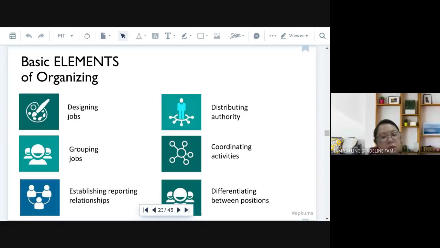And last, we differentiate between the positions. In organizing, we differentiate our different positions. That's why in big companies, we have different positions, different posts, so that people will know, oh, what are you doing? For example, we have manager. After that, we have supervisor, we have team leader, we have workers. So we have different positions who are doing different things. Some are in management, some are doing the operation.